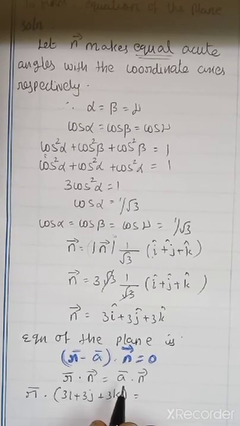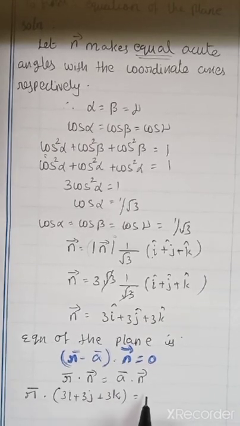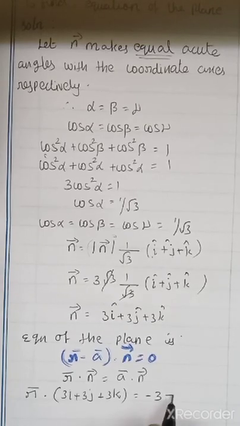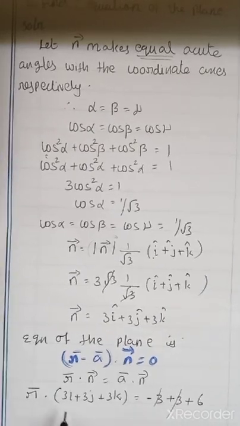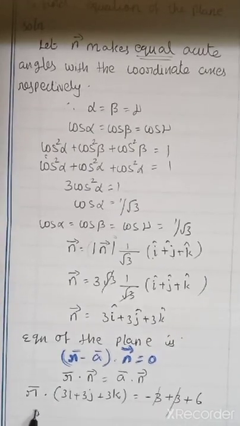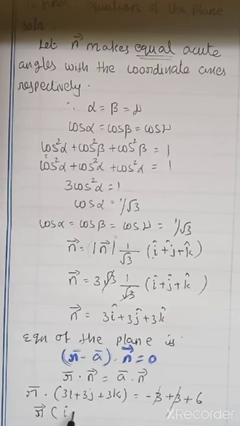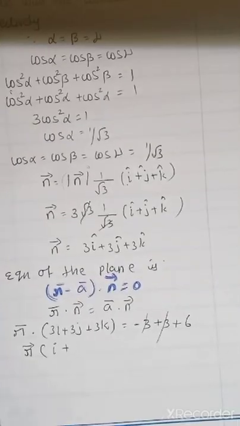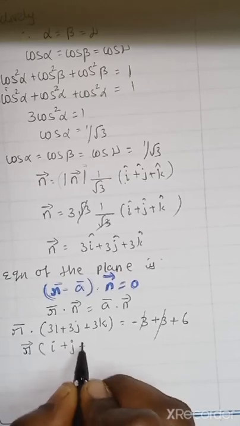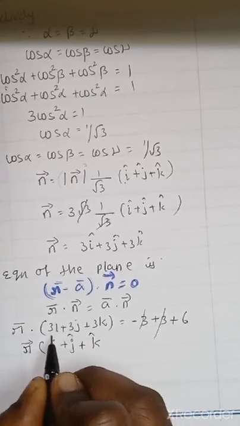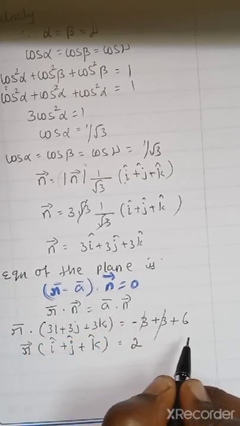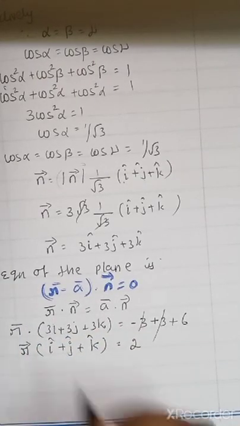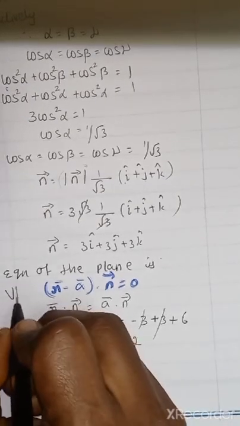We have to multiply a and n, correct? So if you multiply a and n, minus 1 into 3 is minus 3, plus 3, 3 2s are 6. So 3 will get cancelled, and we can take 3 outside here also. So r vector of i plus j plus k vector equal to 2. When you divide that side, you will get the answer as 2. This is your vector equation.